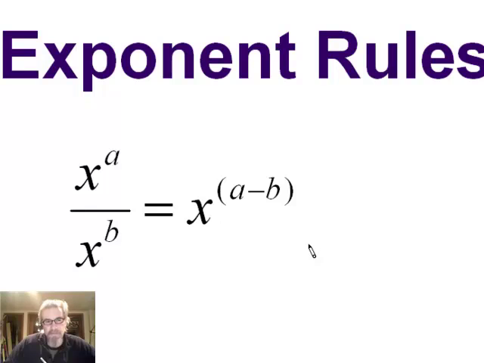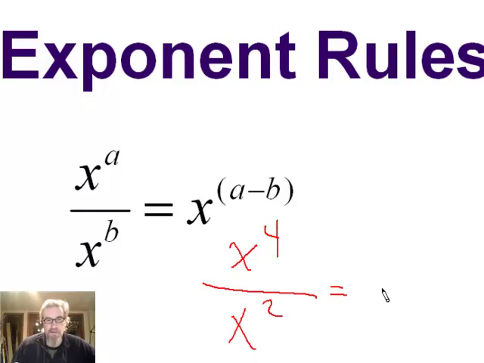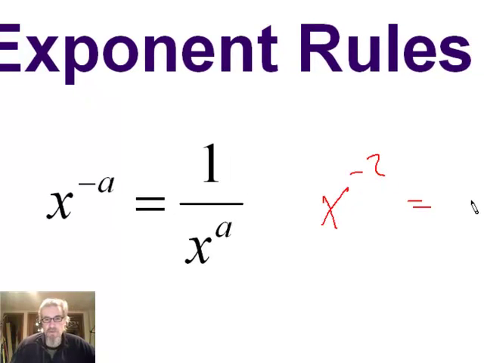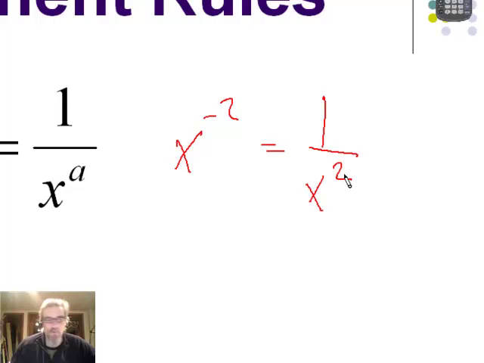Here's another rule. If I'm dividing a number x to the a divided by a number x to the b, then my result is x to the a minus b. So for example, if I were taking x to the fourth and dividing it by x squared, my answer is going to be x to the 4 minus 2, which is x squared. The third rule is that x raised to the negative a is really 1 over x raised to the a. So if I see this number, x to the negative 2, what that really means is 1 over x squared.